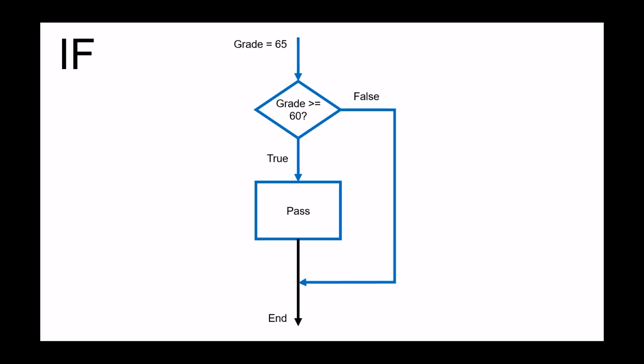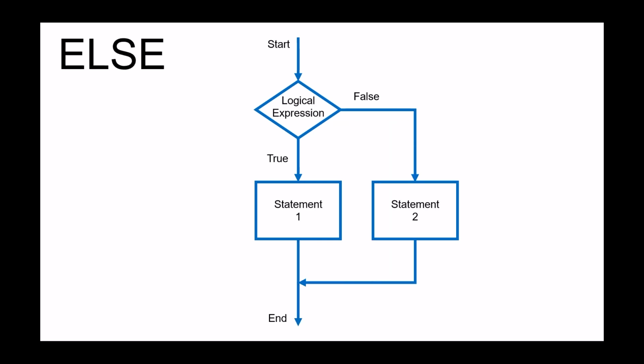One of the problems with the if statement is that we really only have one path to follow. If the logical expression is evaluated as true, then we evaluate some sort of statement and then end the program. However, if that logical expression was false, then the program just ends, and this really isn't too ideal. This leads us to the else statement.